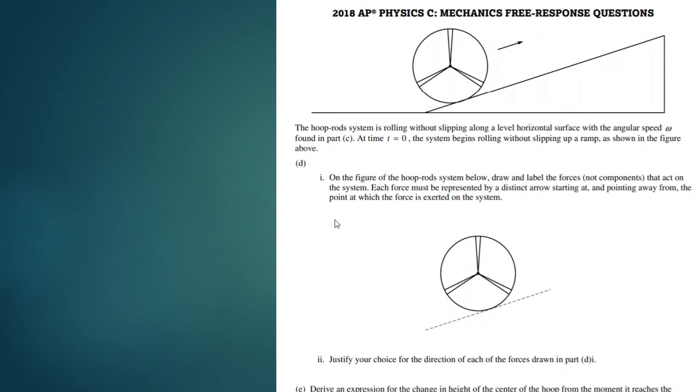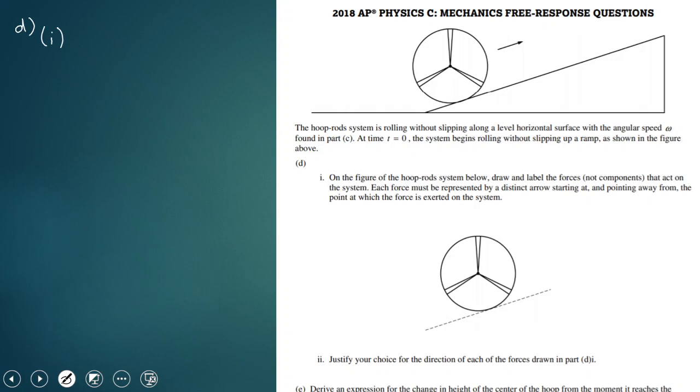Okay, so part D. So our system is rolling without slipping on a level horizontal surface with the angular speed found in part C. So we rotated it a whole bunch, we got an angular speed, and then we let it roll without slipping along this horizontal surface. At time t equals 0, the system begins rolling without slipping up a ramp. So part 1 says, on the figure of the hoop rod system below, draw and label the forces, not their components, that act on the system. Each force must be represented by a distinct arrow starting at and pointing away from the point at which the force is exerted on the system.